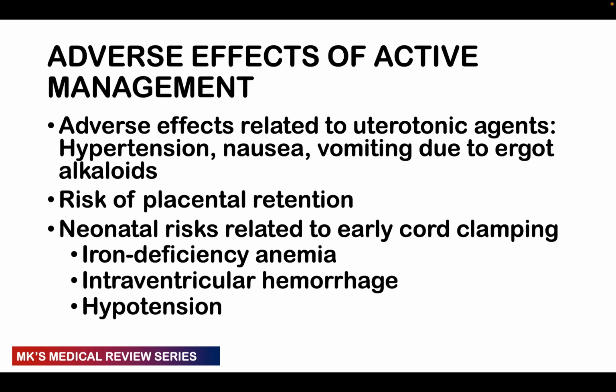Some adverse effects of the third stage management of labor may be due to the uterotonic agents that may cause hypertension, nausea, and vomiting. These are due to ergot alkaloids like ergometrine. It may also carry a risk of placental retention, and there is a neonatal risk related to early cord clamping, things like iron deficiency anemia, intravascular hemorrhage, as well as hypotension.